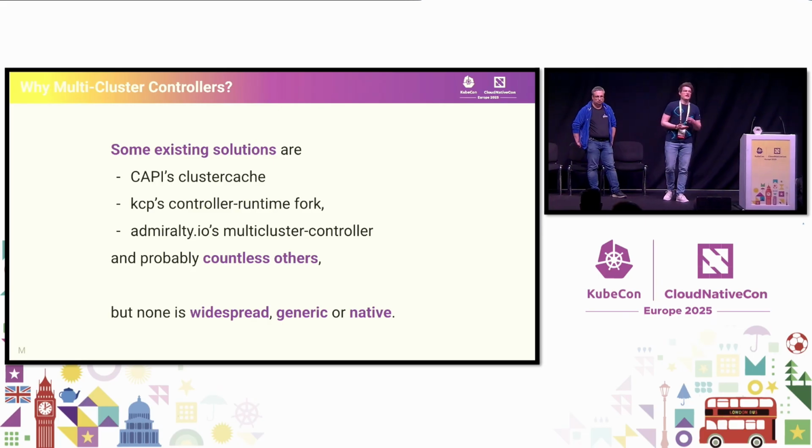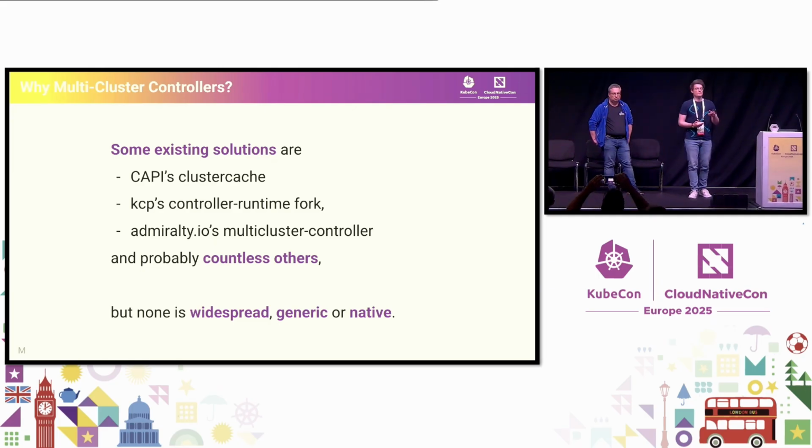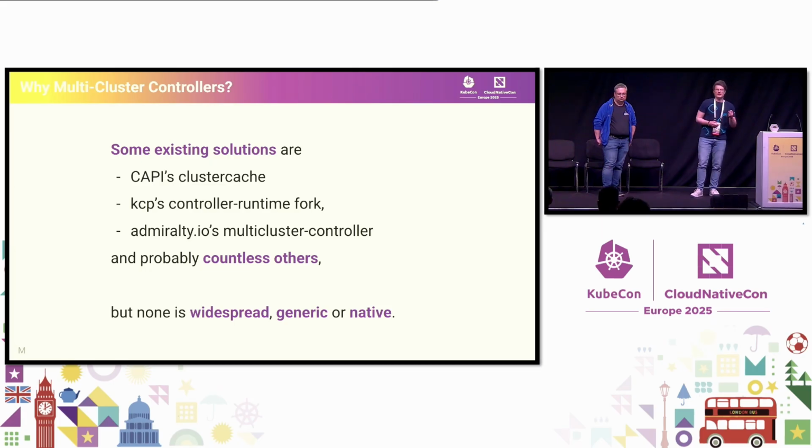And a lot of tools have written solutions around this. For example, Cluster API has the cluster cache package, which allows reconciling against multiple clusters. We at the KCP project have a fork of Controller-runtime that added multi-cluster capabilities to it. There are also some older projects, like a multi-cluster controller by Admiralty. And honestly, there are probably countless others out there. Probably all the multi-cluster management solutions have their own implementation. But that's the thing. None of these solutions are widespread. They are not generic. And they are not native to Controller-runtime either.